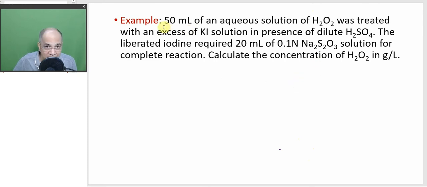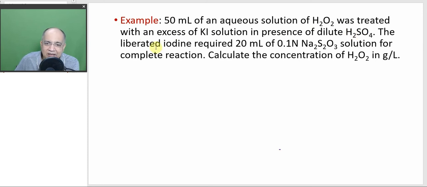So the problem says like this. I am taking speed with your consent, so you also have to focus more. 50 ml of an aqueous solution of hydrogen peroxide was treated with excess KI. 50 ml of aqueous solution of H2O2 was treated with excess KI in presence of some acid.